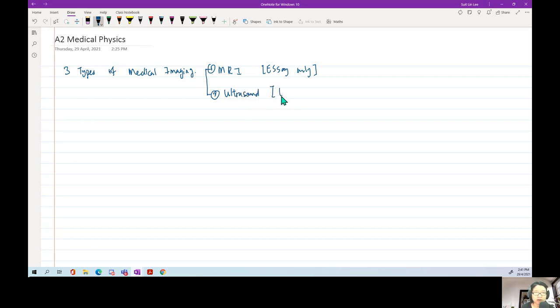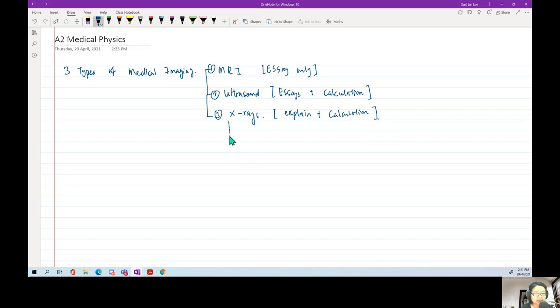So this one, there are essays, and then there's calculation. And the third one is X-ray. X-rays has explanation, not really an essay. Explain the continuous spectrum, explain cut-off wavelength. I'll go through them with you one by one later. Explain and calculate.